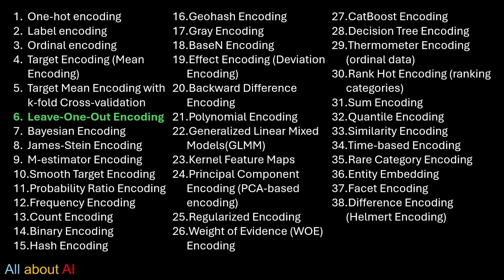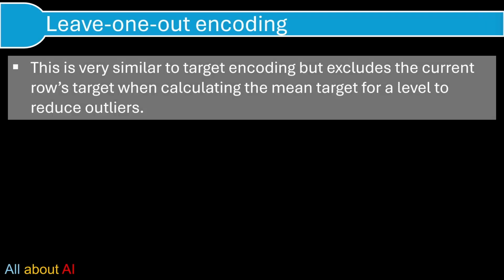Leave one out encoding. This is very similar to target encoding, but excludes the current row's target when calculating the mean target for a level to reduce the outliers. When the dataset is limited, leave one out encoding can be helpful to prevent overfitting by avoiding using the same instance to both train and test the model.